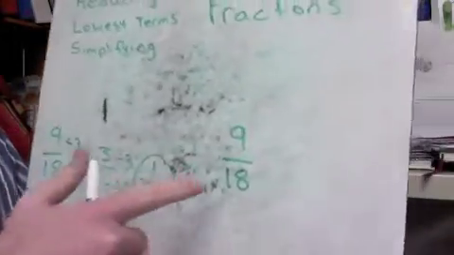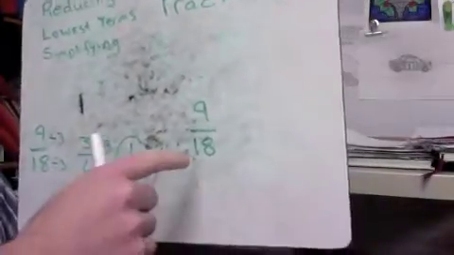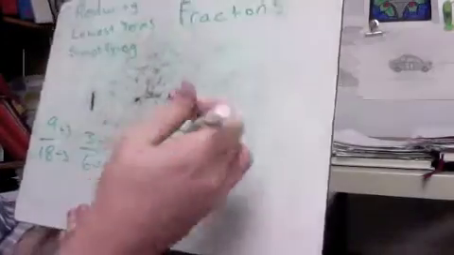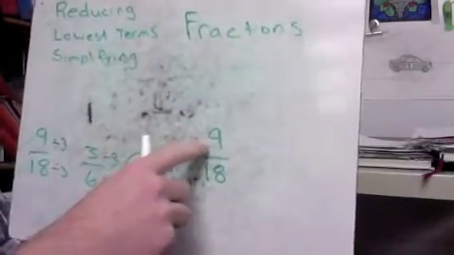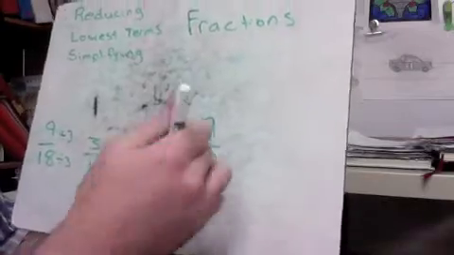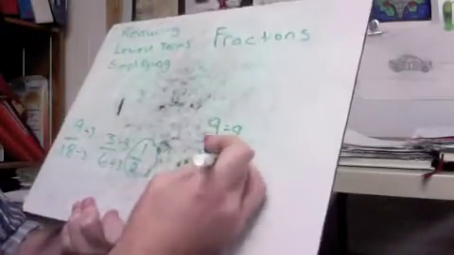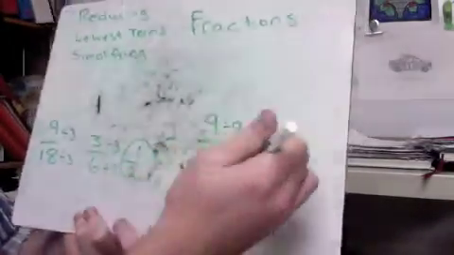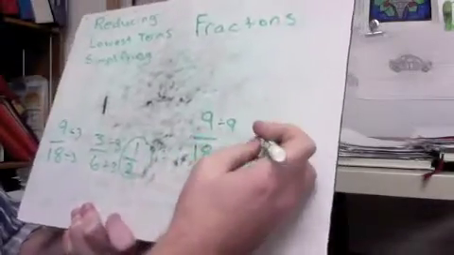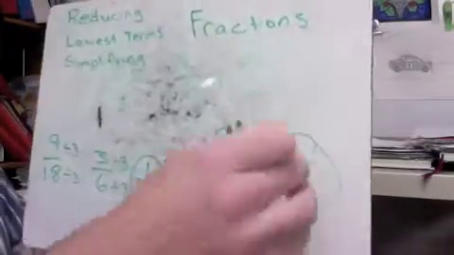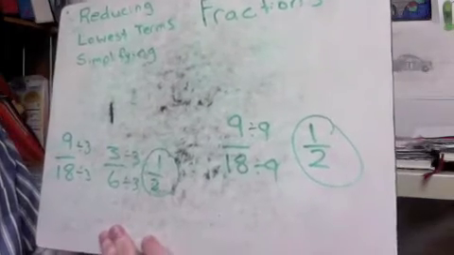Now if I want to do a faster form here, I'll just divide both of these by 9. I know that 9 times 1 is 9, 9 times 2 is 18. So if I divide by 9, 9 divided by 9 is 1, 18 divided by 9 is 2, and I get my answer right away with just one step.